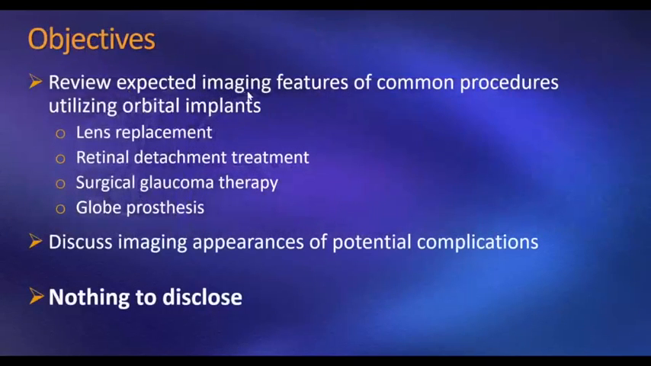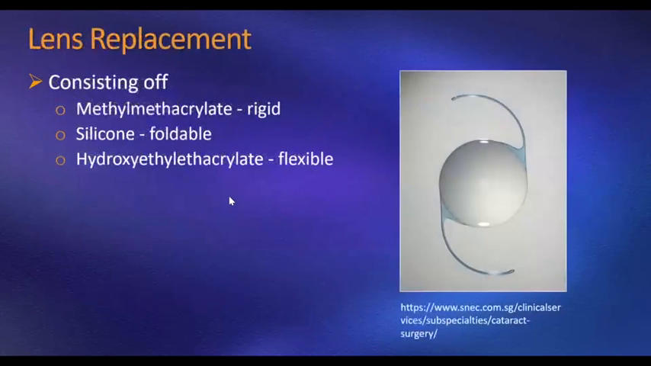Therefore, we will review expected imaging features of common procedures utilizing orbital implants, such as lens replacement, retinal detachment treatment options, surgical glaucoma therapies, and globe prosthesis placement. In addition, we will be discussing imaging appearances of potential complications of those surgical interventions. Let us start with lens replacement. The lenses consist of different materials, but more importantly, they present different features, with some lenses being rigid, some lenses foldable, and some lenses being something in between with some flexibility.